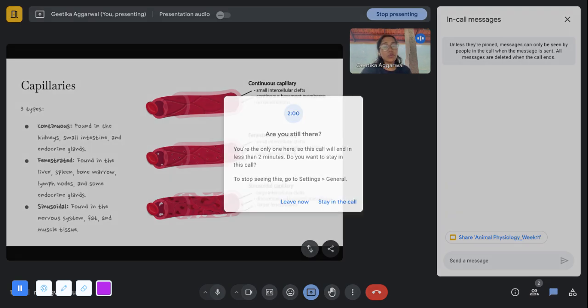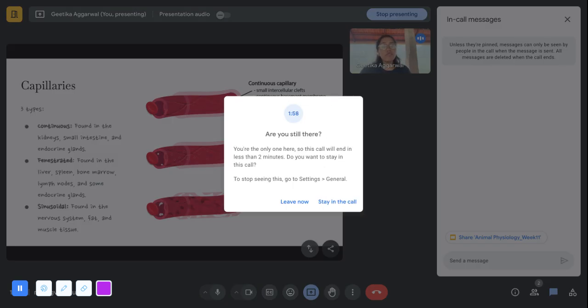Fenestrated capillaries also have a continuous basement membrane, but they also have small fenestrations here, which are like these openings present.